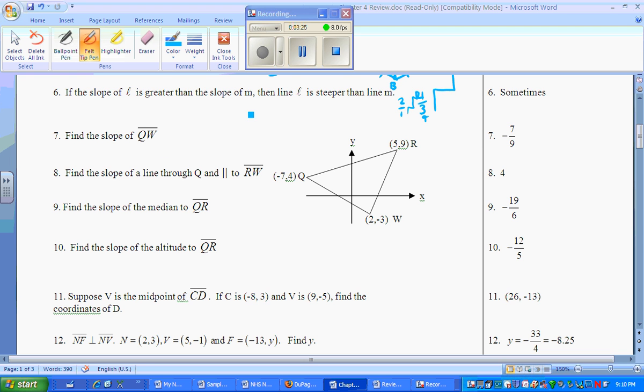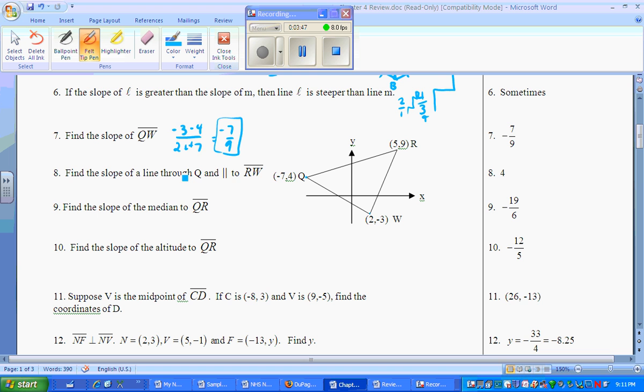Let's proceed to what you learned in 4.6 about slopes. So we're finding the slope of QW. You have Q, you have W. So we're going to do -3 minus 4 all over 2 minus -7. Two negatives. We get -7/9. And we lock it in when we simplify it, and we're done.